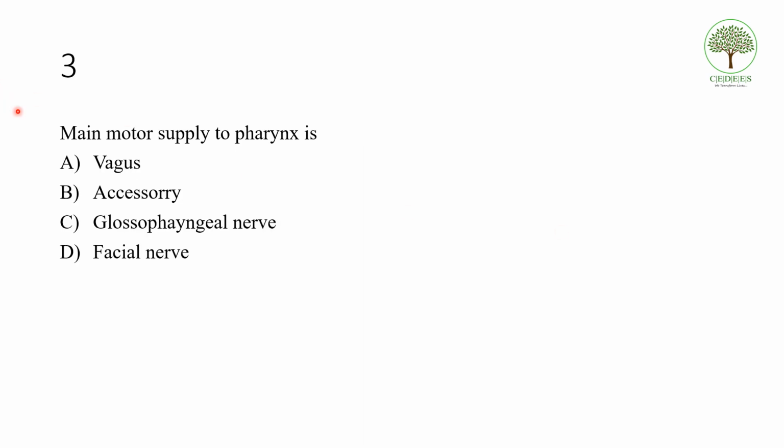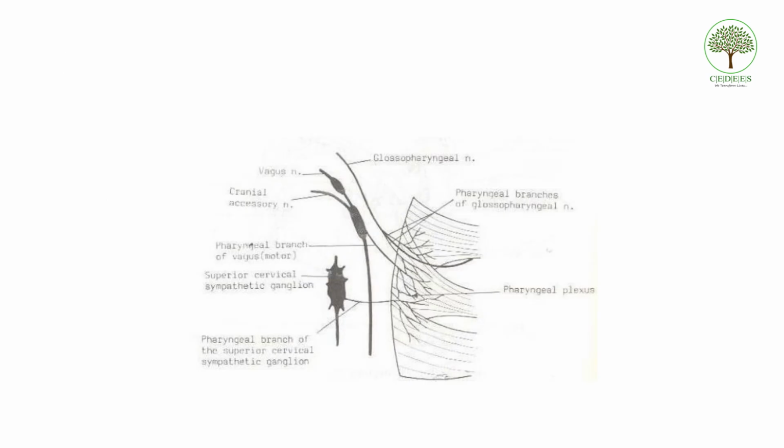Coming to the next question: the main motor supply to the pharynx is? The student has confusion between vagus and accessory. It is quite a confusing question. Look at this image. This is the pharyngeal plexus, formed by three things: the pharyngeal branch of the glossopharyngeal nerve, the pharyngeal branch of the vagus nerve and the pharyngeal branch of the superior cervical sympathetic ganglion. These three form the plexus over the middle constrictor muscle and innervate the pharynx.